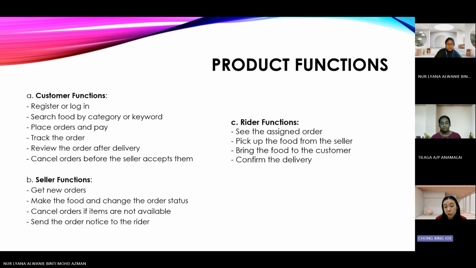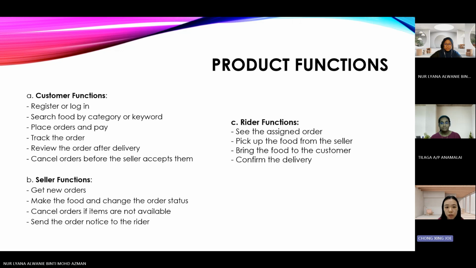So now I will present the product function. The product function has three main functions, as explained just now. The first one is the customer function. The customer can register and log in to the app or the web, search for food by category or keyword, place an order, make payment, and track the order. They can also cancel the order before the seller has accepted it.